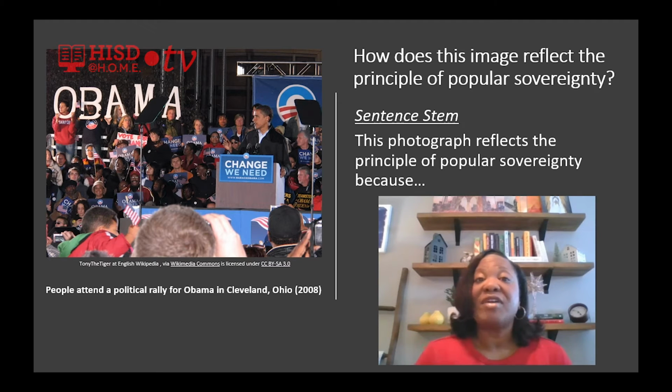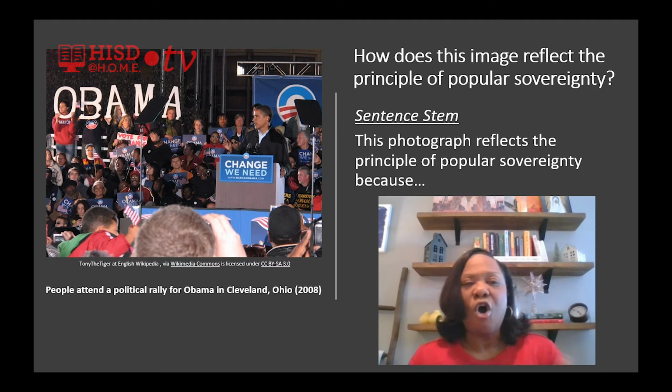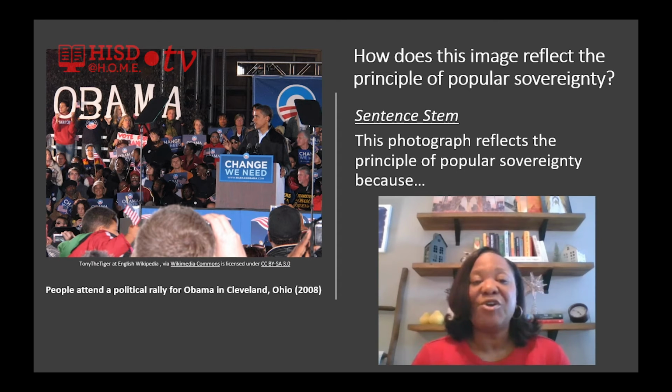Again, I have given you a sentence stem. This photograph reflects the principle of popular sovereignty because, well, if I look here, it looks like there's a politician that might be running for election. Specifically, it looks like it's former President Obama. But look at all of those people that are gathered around him. It looks like they are there at a political rally to support him.